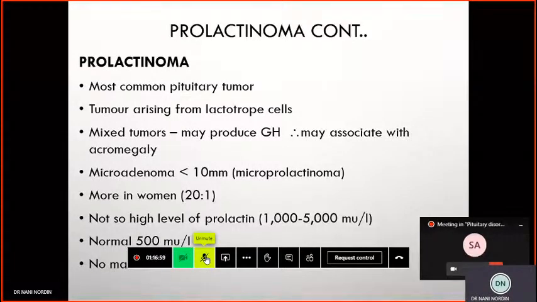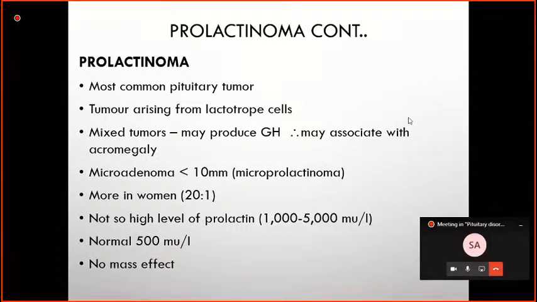Okay, pregnancy, estrogen can cause increase in prolactin. Suckling reflex can stimulate milk production, increase in prolactin. Okay, so prolactinoma, we talk about this most common pituitary tumor. I've mentioned earlier, there might be a small percentage where there is also a mixed tumor in which growth hormone is produced together with prolactin. So it may or may not be associated with acromegaly, more in women.